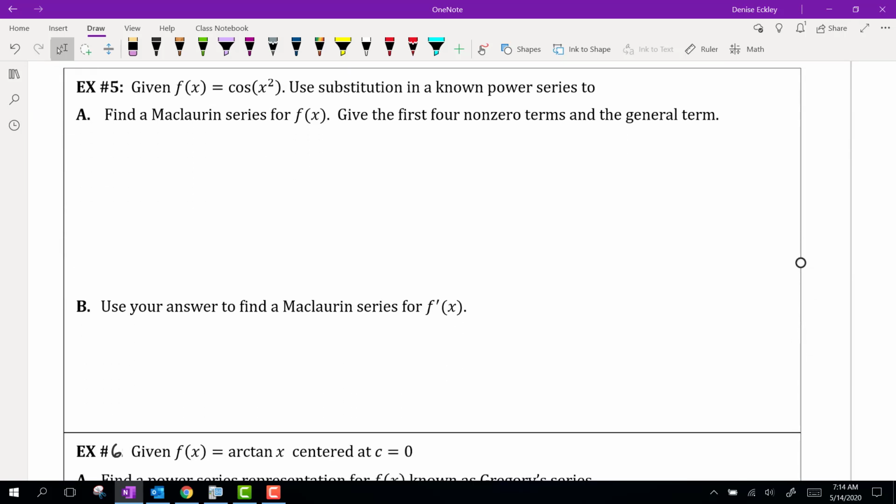Okay, next example. It says, given f of x equals cosine squared, use substitution in a known power series. So we're first going to find the Maclaurin series for f of x. We're going to give the first 4 non-zero terms and the general term.